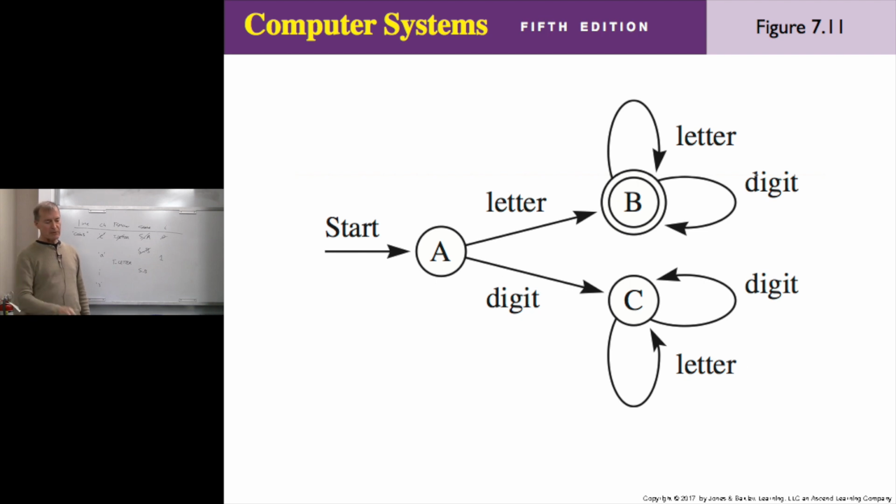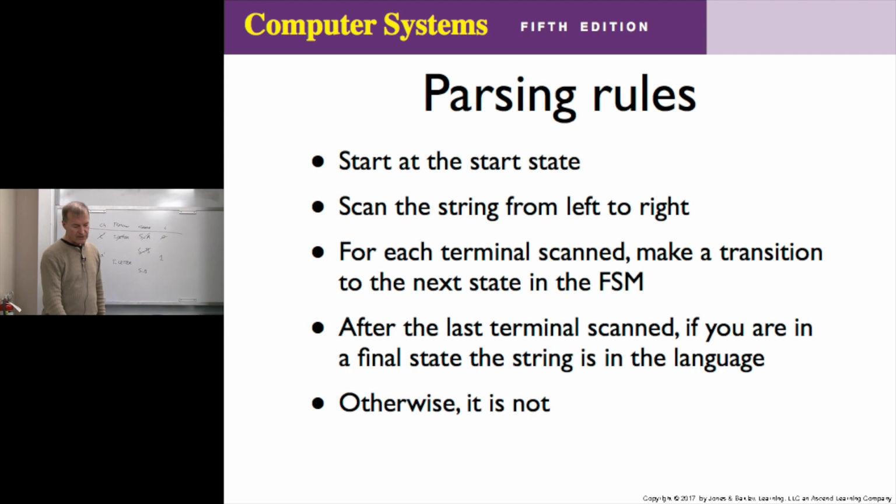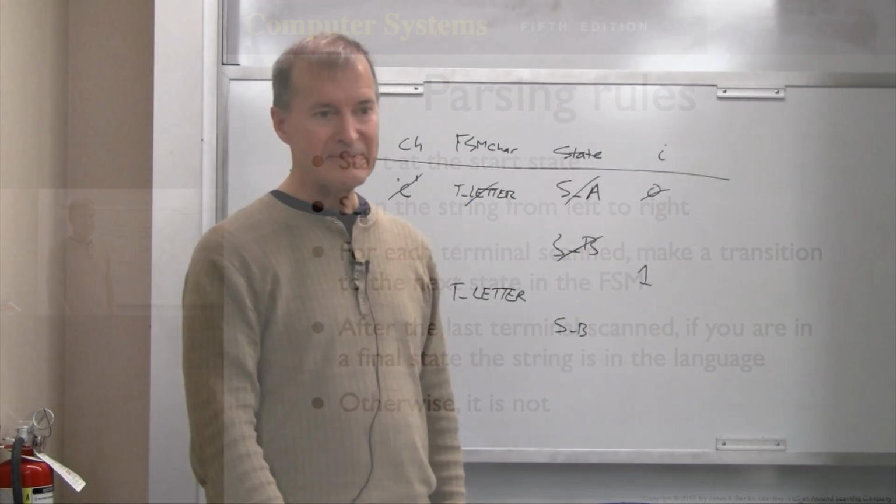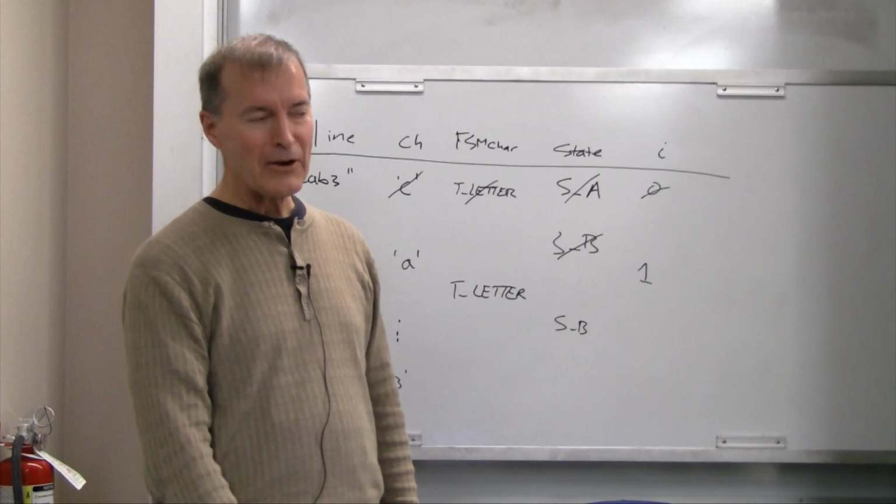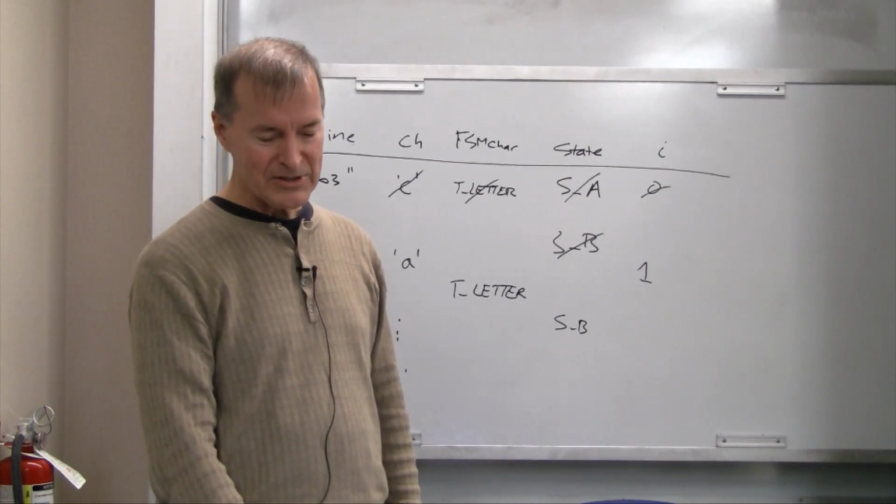So in the end, you remember how the parsing rules worked? Okay, so here are the parsing rules. You start at the start state, scan the string from left to right. For each terminal scanned, make a transition to the next state on the finite state machine. After the last terminal, if you are in a final state, so notice after the last terminal, there's the if statement after the loop. Yeah. So are we good? Does everybody see how that works?